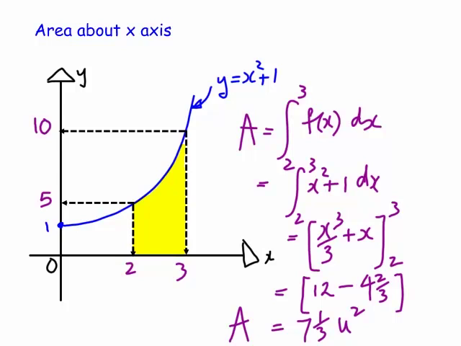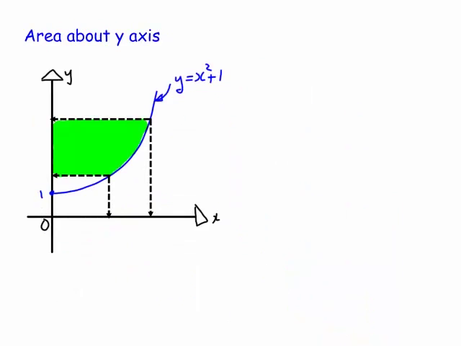Okay, so now let's have a look around the y-axis. Here we have the same graph. Let's put the points in. We had x equal to 2 and 3, and remember we worked out the y-values were 5 and 10. Now we want to find this particular area.